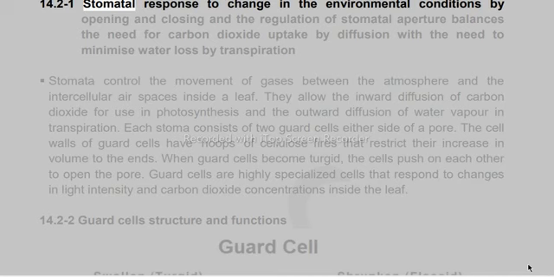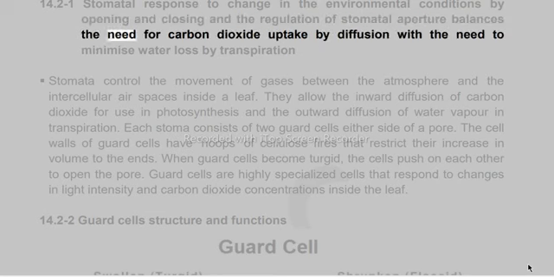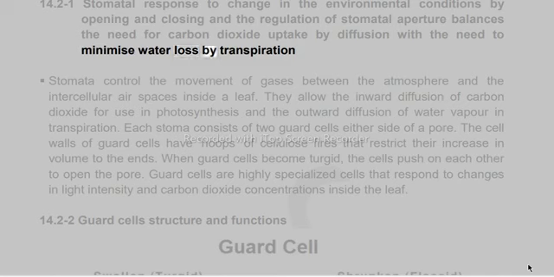14.2.1 Stomatal response to change in the environmental conditions by opening and closing, and the regulation of stomatal aperture balances the need for carbon dioxide uptake by diffusion with the need to minimize water loss by transpiration.